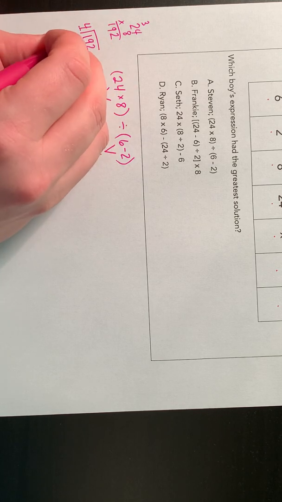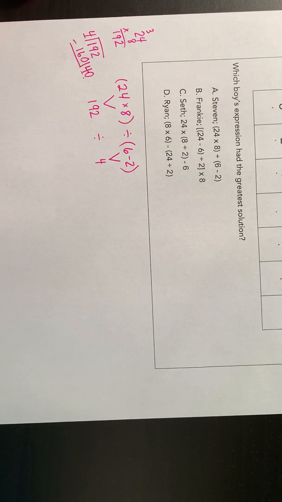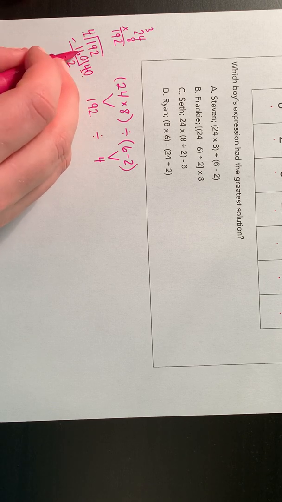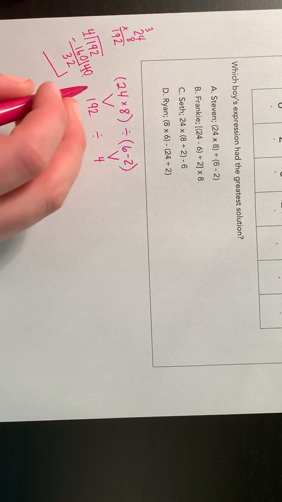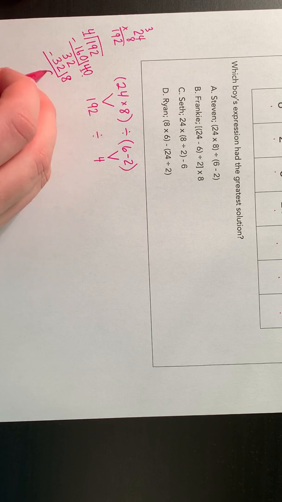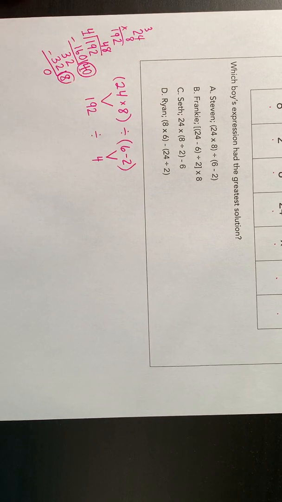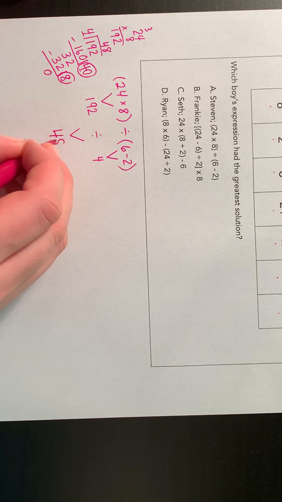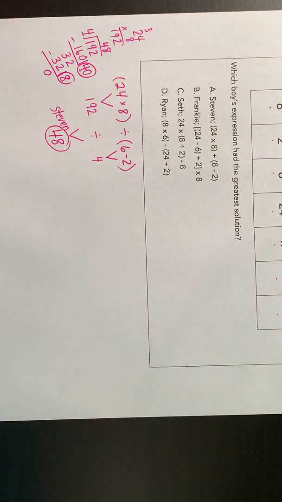4 times 4 is 16, and then I add a 0, so that's 160. See how I got a large number, and now the problem's going to be a lot shorter for me. 2 minus 0 is 2. 9 minus 6 is 3. And 4 can go into 32 8 times. 4 times 8 is 32. Subtract, and I have no remainder. So my answer is 48. So that means that the answer to Stephen's problem is 48. And I'm going to write his name next to it so I remember whose is whose.